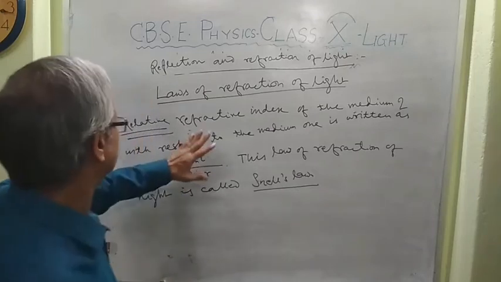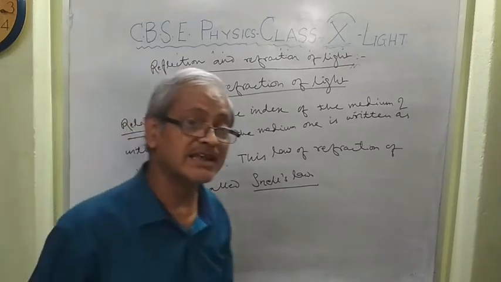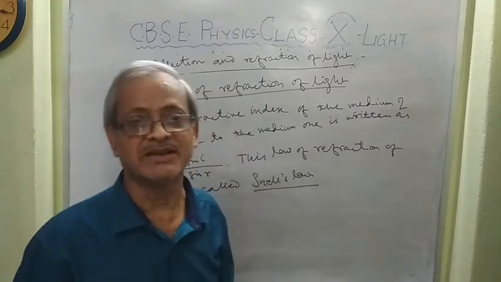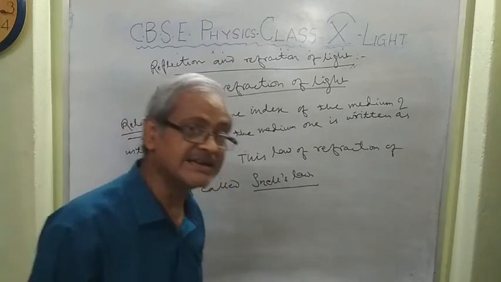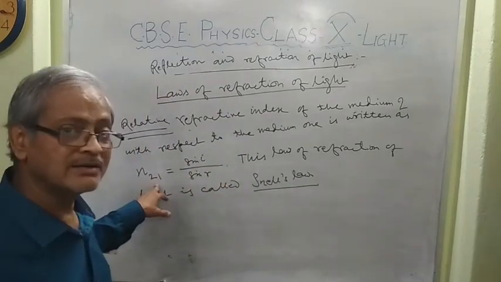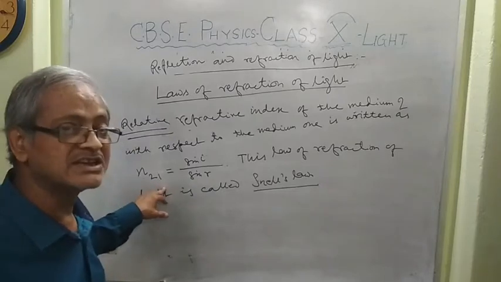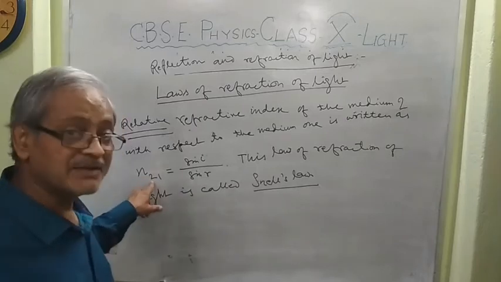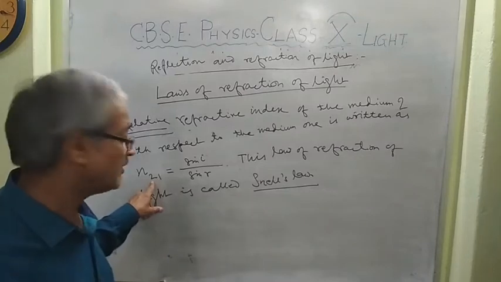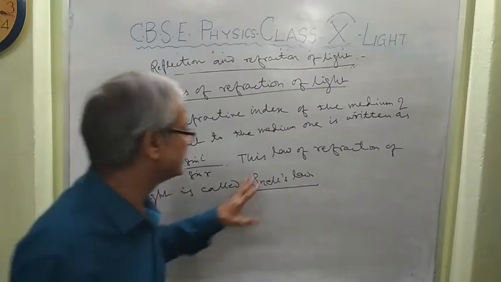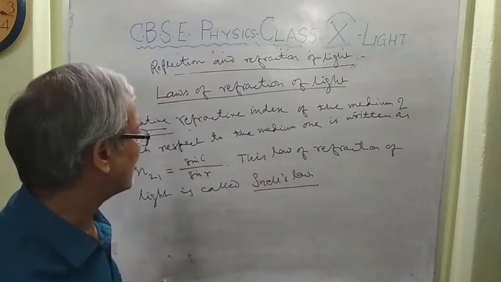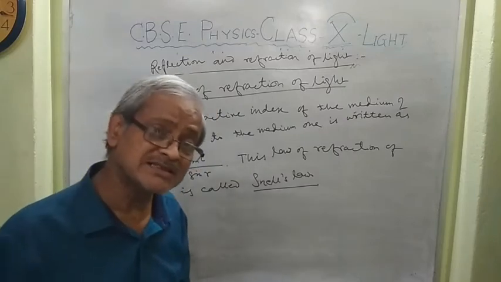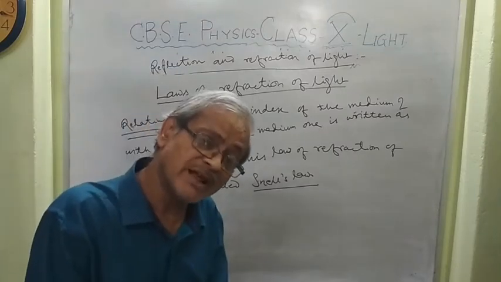Now, this is the relative refractive index. What is the relative refractive index? It is the refractive index of a medium with respect to another medium. It is denoted by n 2 1, that is, the refractive index of medium 2 with respect to medium 1, where the medium written earlier in the suffix is the one whose refractive index is taken with respect to the other medium. Remember it. The relative refractive index means the refractive index of one medium with respect to the other.